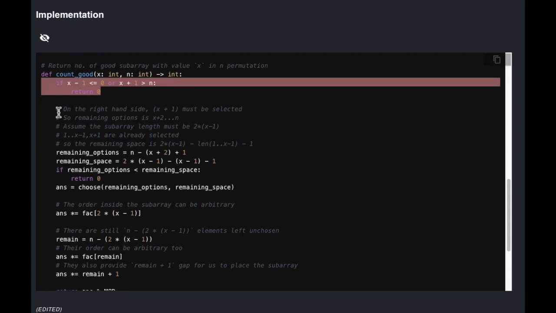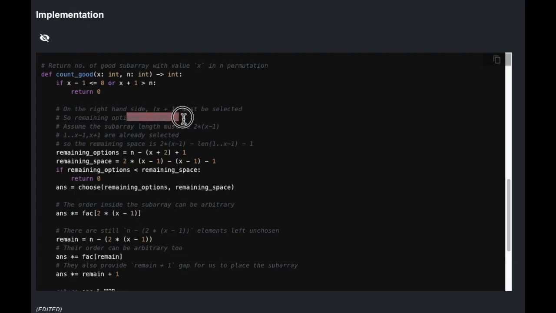Otherwise, as we discussed, 1 all the way to x minus 1 and x plus 1 are already selected. So the remaining is x plus 2 all the way to n. So what is the length of the remaining options? The last will be n and the first will be x plus 2, and the last minus the first plus 1 is the standard way to calculate the length of this range that we have to select. And then the space, as we mentioned, is the remaining space inside a good subarray. The total length for the good subarray is 2 times x minus 1, and then we subtract x minus 1 for the 1 all the way to x minus 1, and then subtract 1 again for the x plus 1 because they are already fixed.